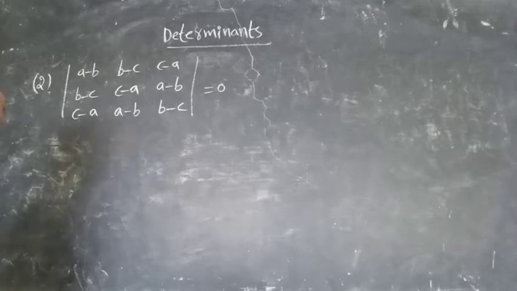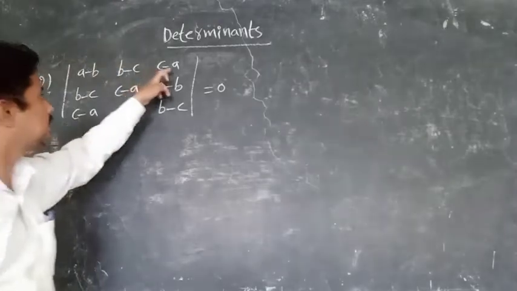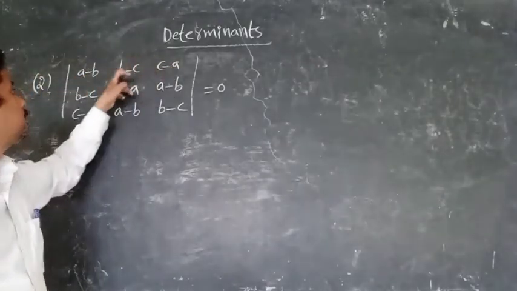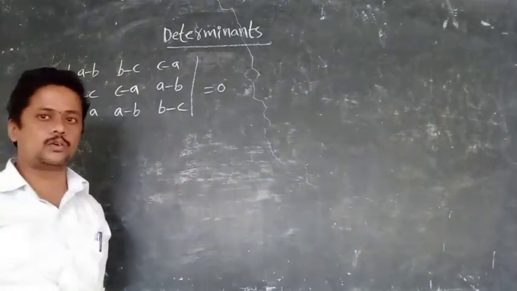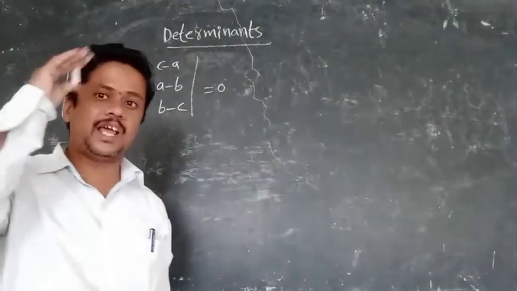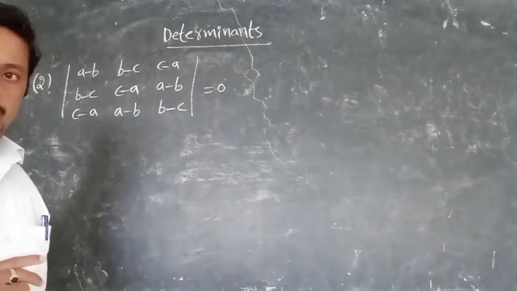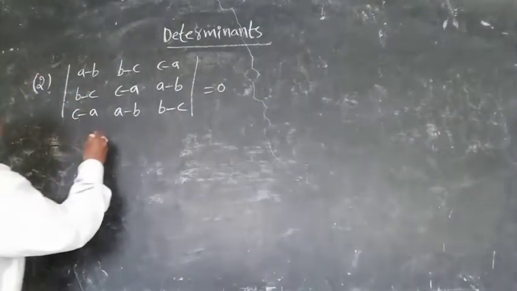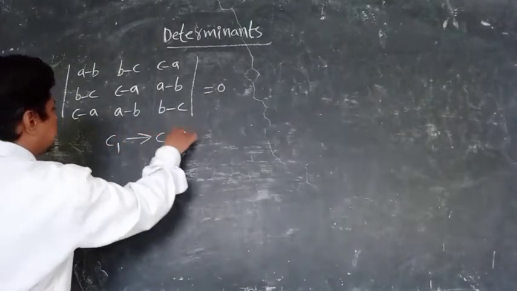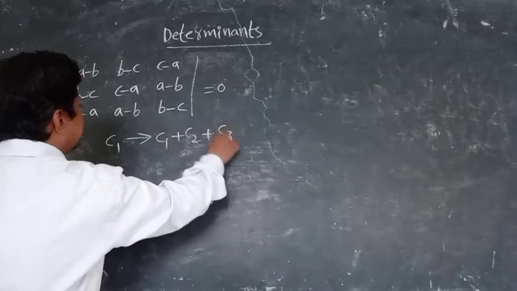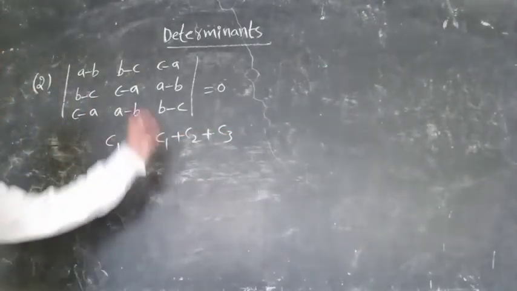See, I will tell you. If you observe this, if you add this one, this one, this one, a minus a, b minus b, c minus c, all will be cancelled to 0. That's why you think like that. So what is the property I am using? C1 implies C1 plus C2 plus C3. Okay?